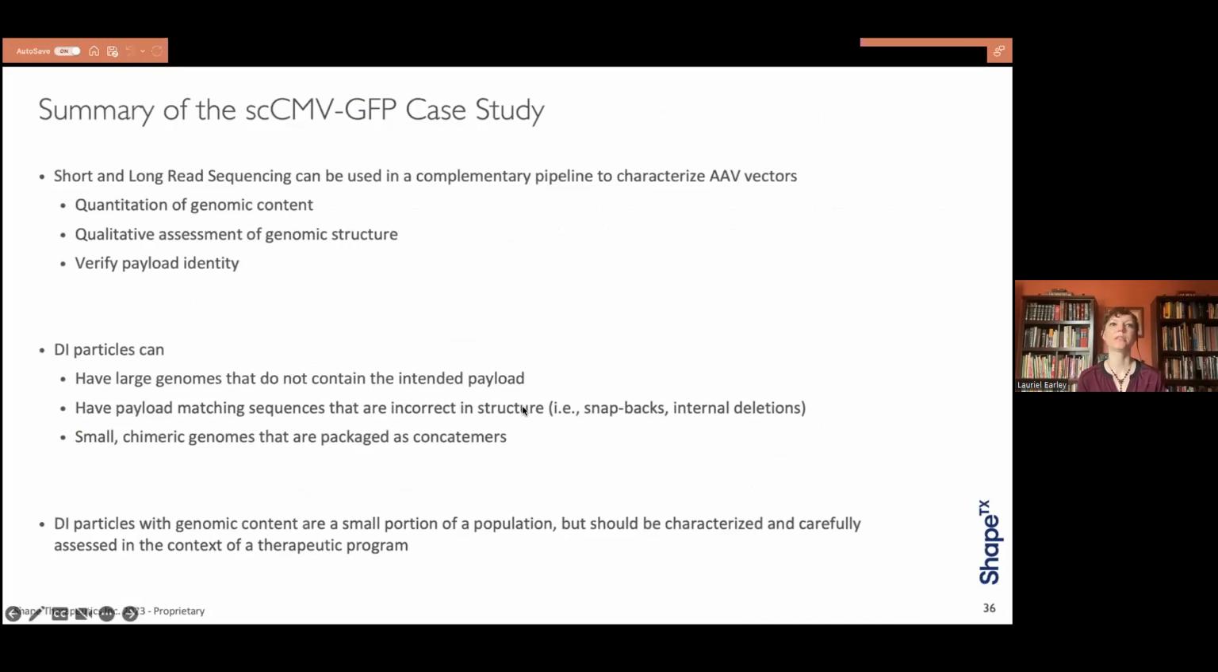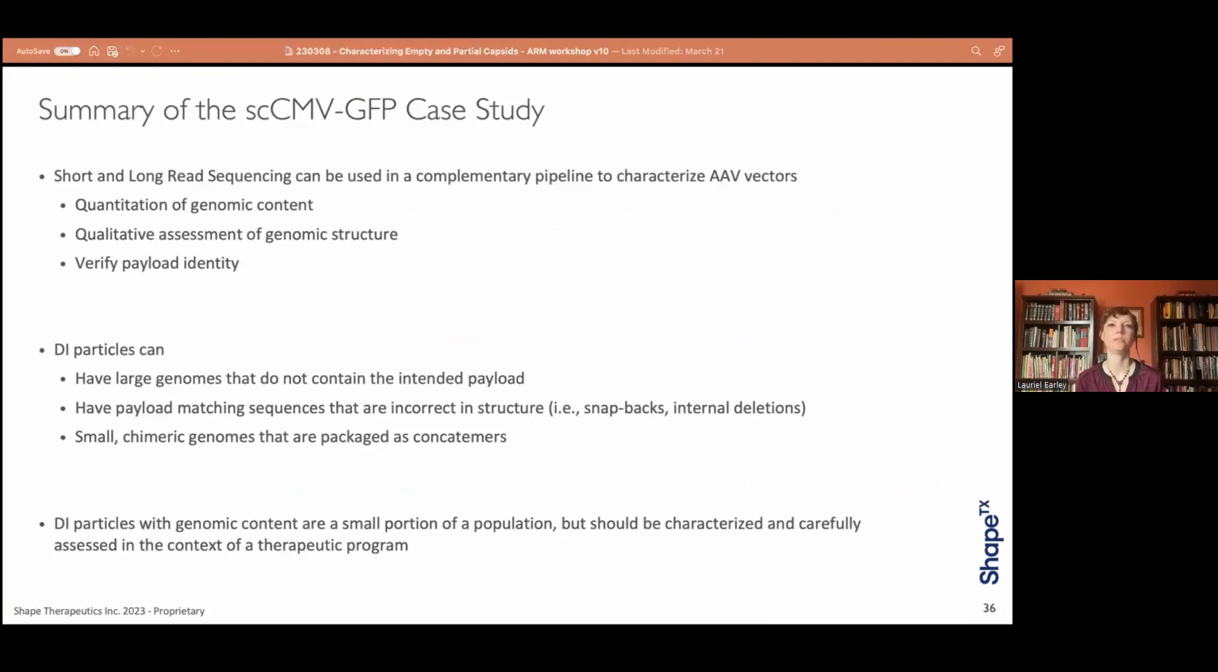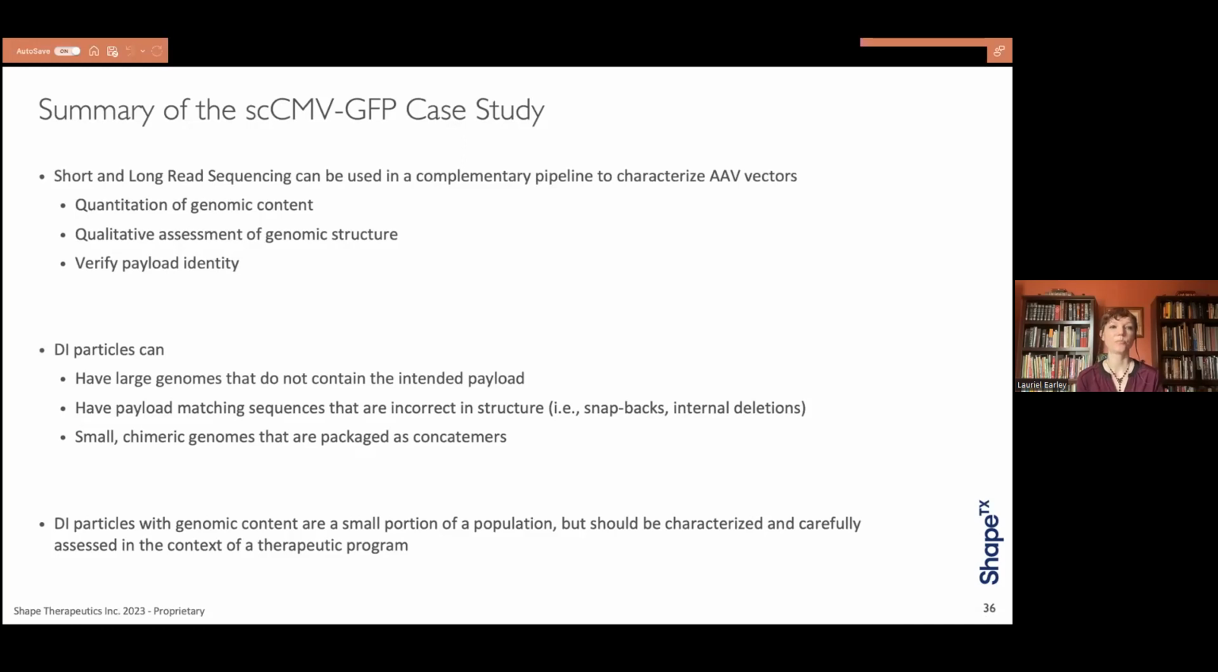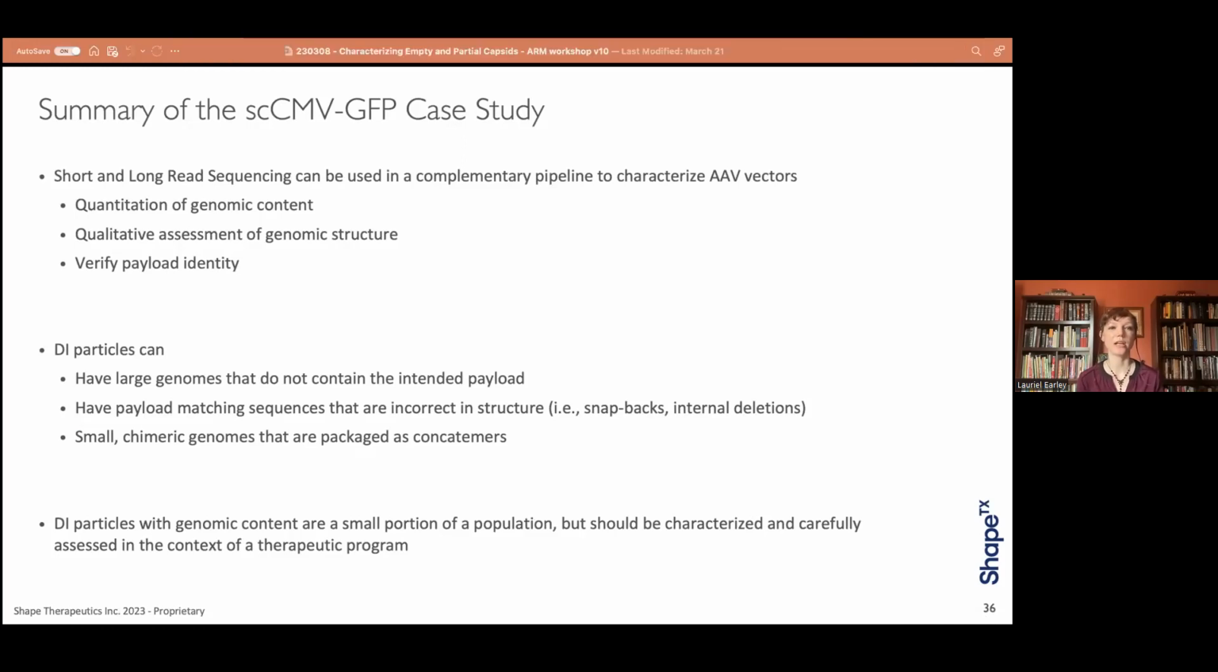So the summary from our case study is that long and short read sequencing can be used in a complementary pipeline to characterize these AAV vectors. You can give quantitation of the genomic content from the short read and qualitative assessment of genomic structure using your long read. And this helps you verify your payload identity and the types of species you can see in your population. These defective interfering particles can have large genomes that do not contain the intended payload.